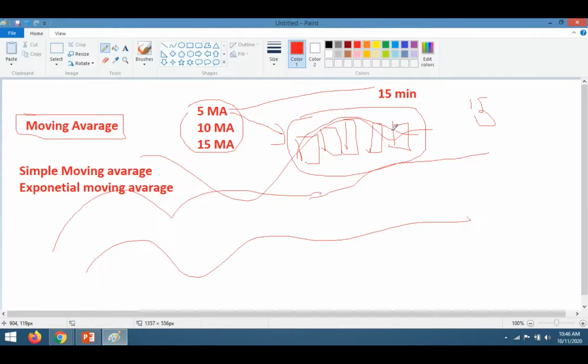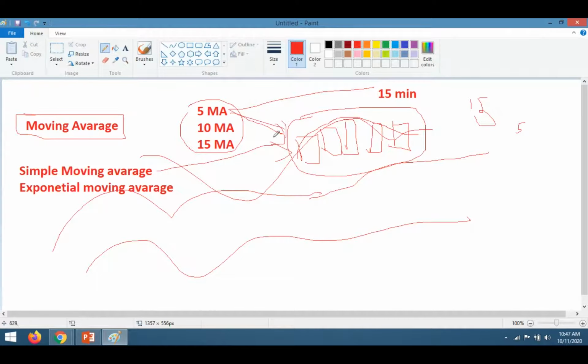Like if 5 guys are in one room and you want to calculate the average of your weight, what you do is take the sum of your weights. Some have 50 kg, some have 60 kg, you sum the weights of all 5 guys and divide by 5. That is the average. Like that, simple moving average does it. It takes the closing value of each candle, adds them all and divides by 5.